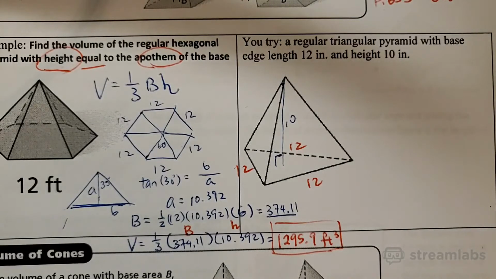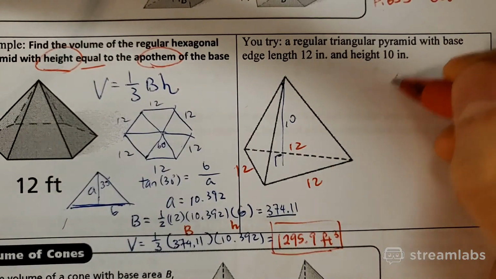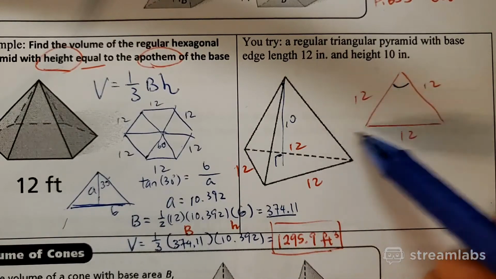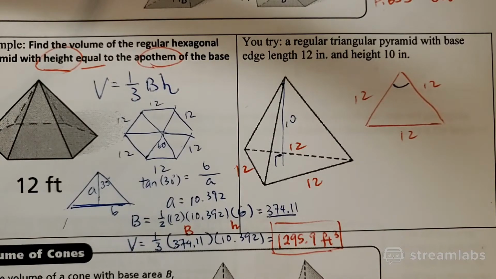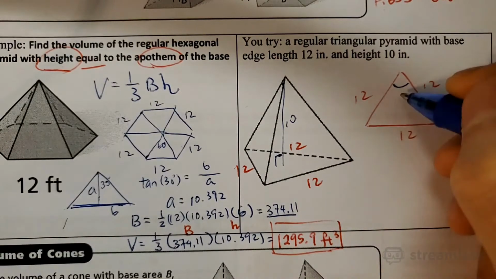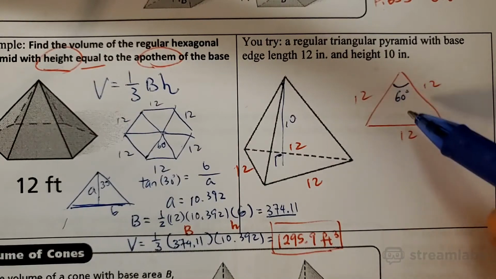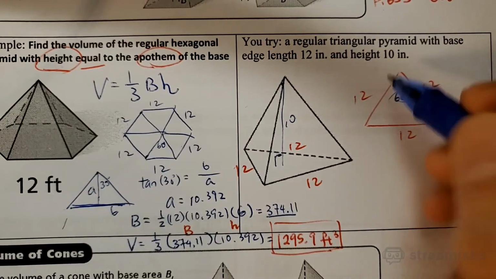Now, since it's already a triangle, we don't really have to break it into more triangles. Can you tell me what the angle is here, if this is an equilateral triangle? 60 is correct. Since I have that, I don't have to bother with the apothem anymore because I know this angle and these two sides.